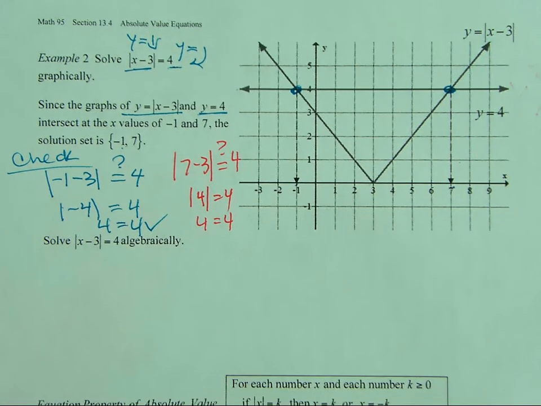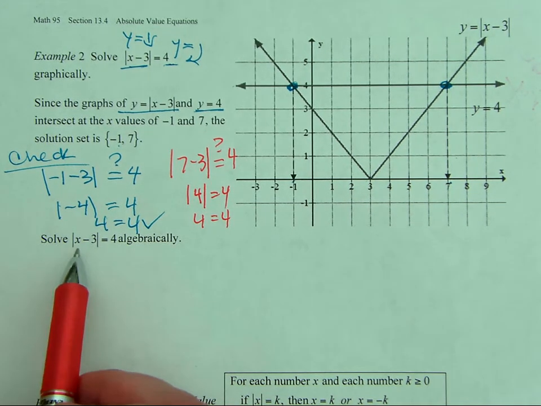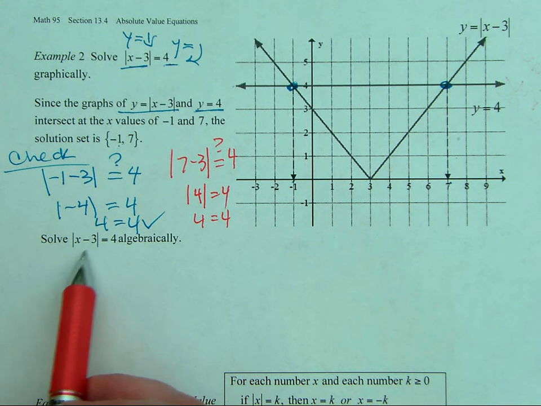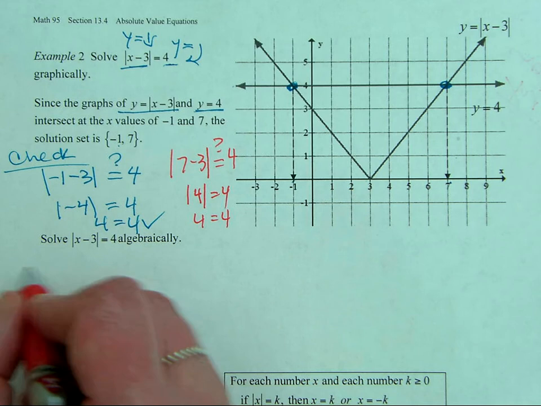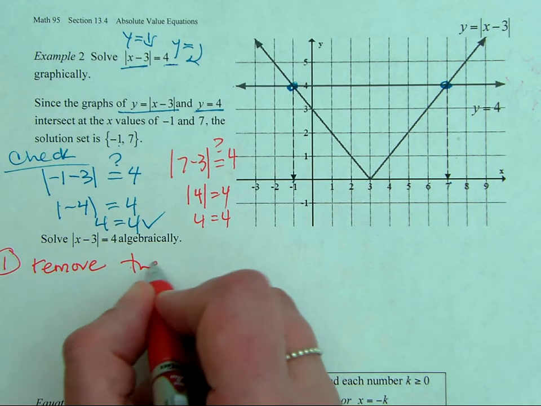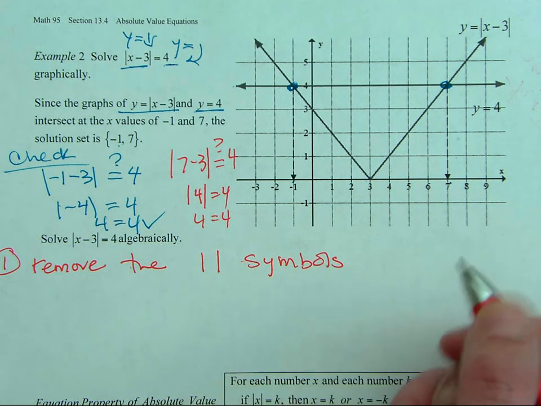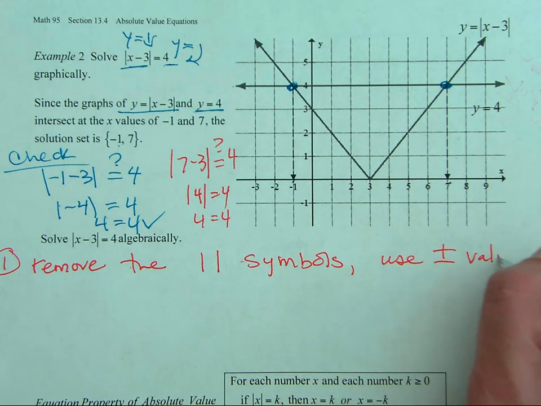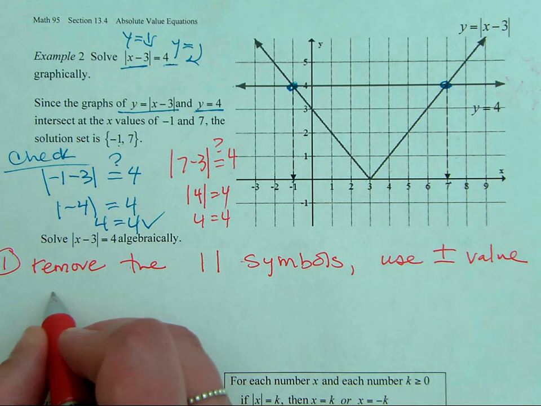Now, what if we wanted to solve this algebraically? To solve it algebraically, we could say, well, if I took away the absolute value signs, this could have been a positive 4 or it could have been a negative 4. So to solve, we remove the absolute value symbols, and then we use the positive and negative value of whatever it's equal to. So I'll just show you an example.